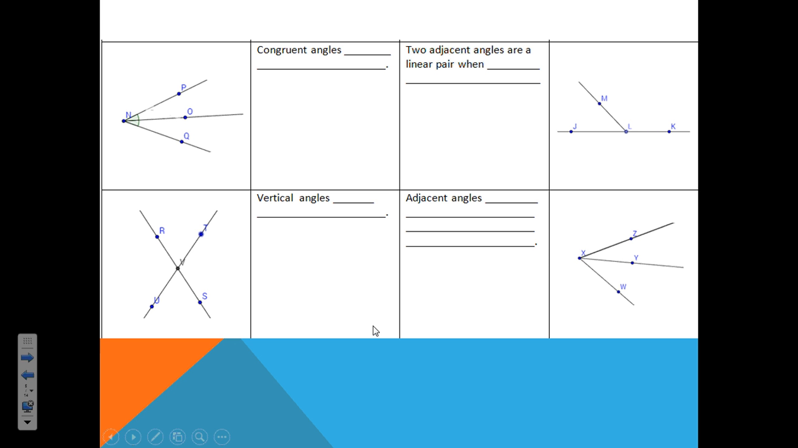Now I need you to go diagonal. I misorganized this. I should have put adjacent angles next. So we're talking about congruent angles right now. Before we go too far, how do we know that two angles are congruent in a drawing?